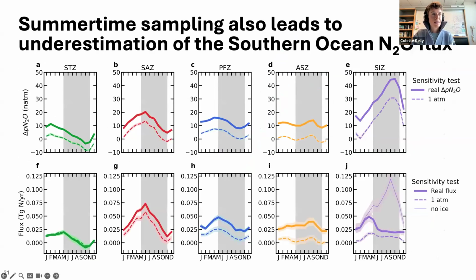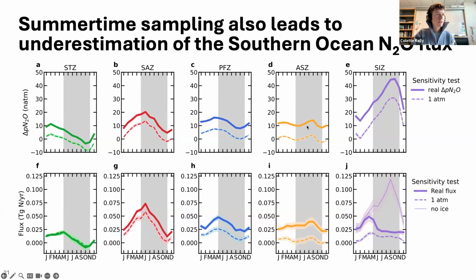And when we break this down by zone, we see that there's either a fall or a wintertime peak in the nitrous oxide disequilibrium in some zones, and thus also the flux. So in the subantarctic zone, we have this kind of fall or wintertime peak in the N2O disequilibrium. Here, the solid line is the disequilibrium calculated with the real barometric pressure, and the dashed is nitrous oxide disequilibrium calculated with 1 atmosphere of barometric pressure. And we have this wintertime peak in the disequilibrium that also corresponds to a peak in flux.